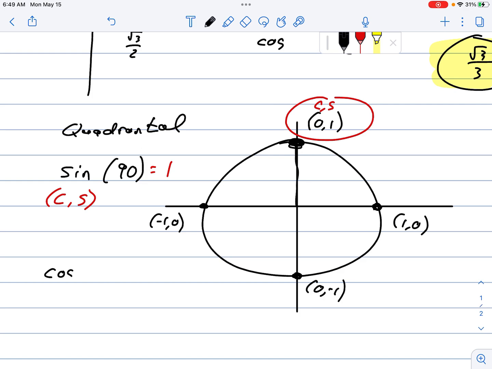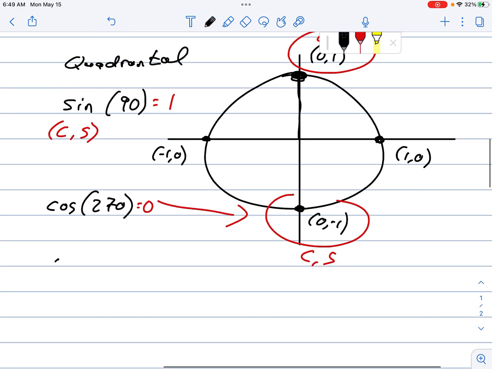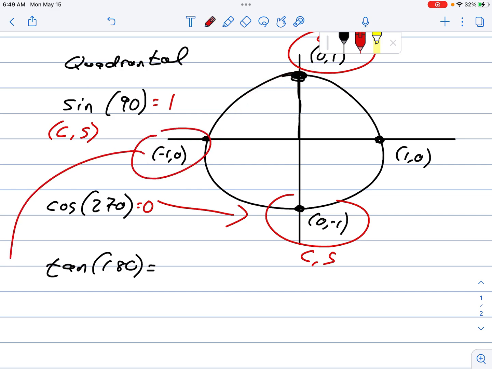Let's say we're to give you cosine of, let's go to 270. That puts me 90, 180, 270. I'm down here. Cosine, comma, sine, that is 0. I'll do one for tangent. Tangent of 180, right here. Cosine, comma, sine, but I'm looking for tangent, so it's 0 divided by negative 1, which is 0.